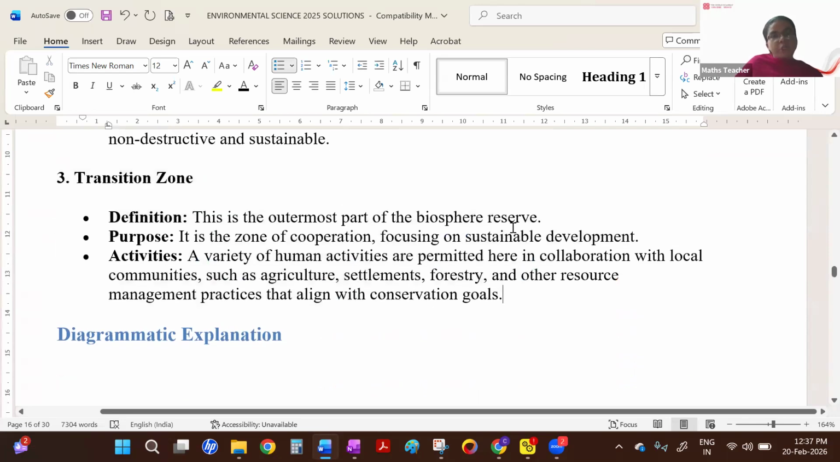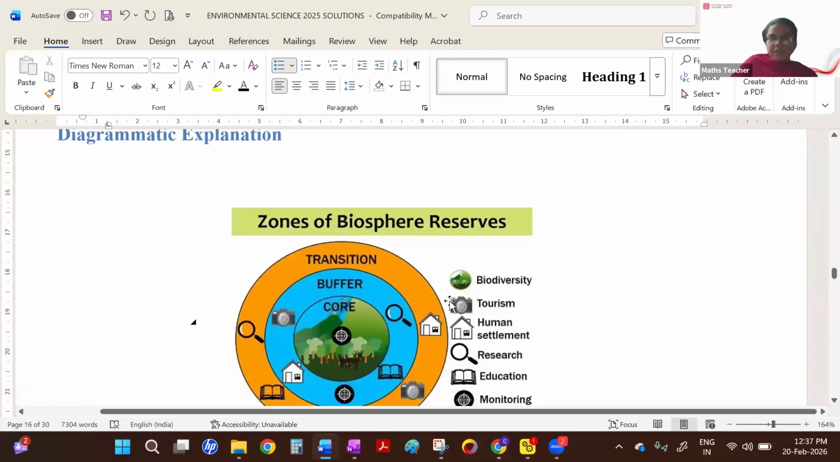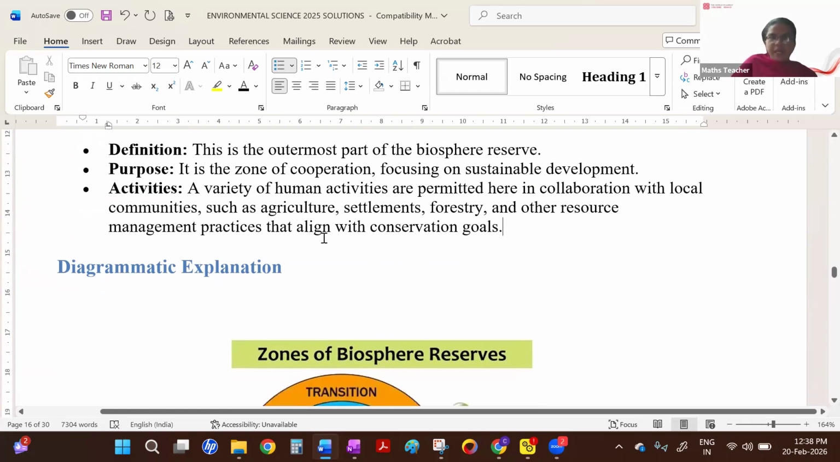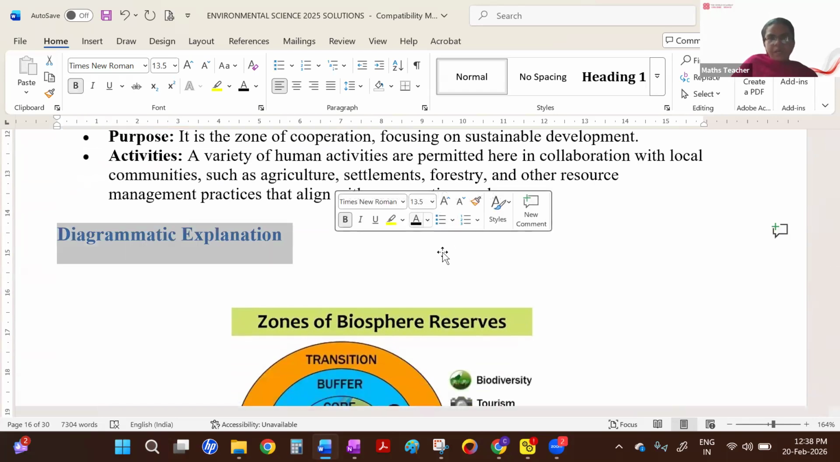In the transition zone, now this is the outermost part of the biosphere reserve, right? It is a zone of cooperation focusing on sustainable development, because people are allowed to live there. But they should live sustainably. They should not do any harm to the forest and the organisms. And then what are the activities? A variety of human activities are permitted here: agriculture, settlements, forestry, and other resource management practices. So everything is done in this region.